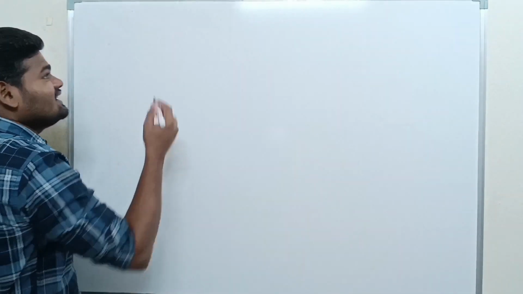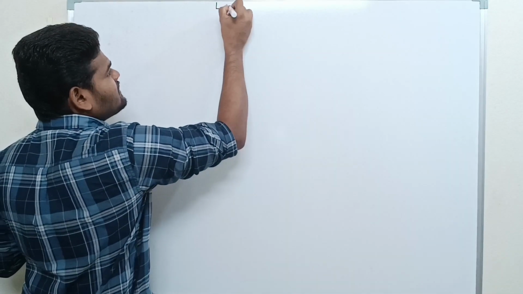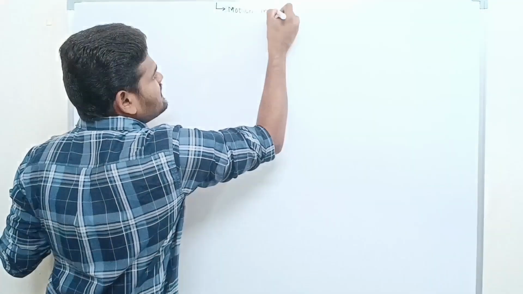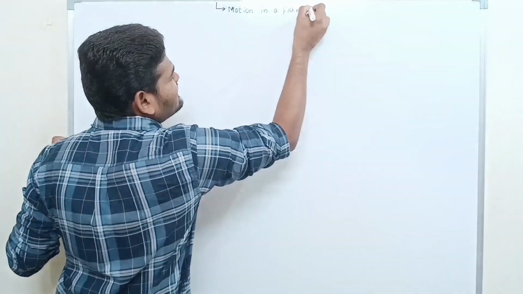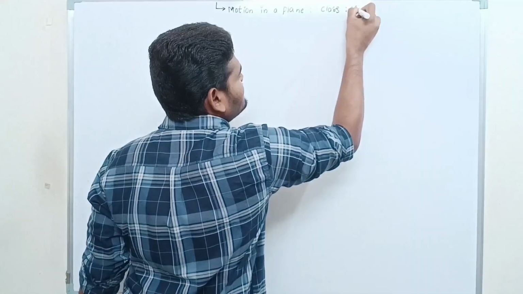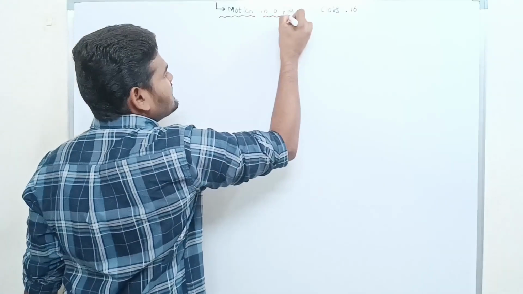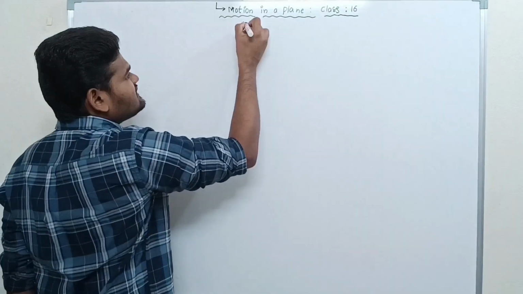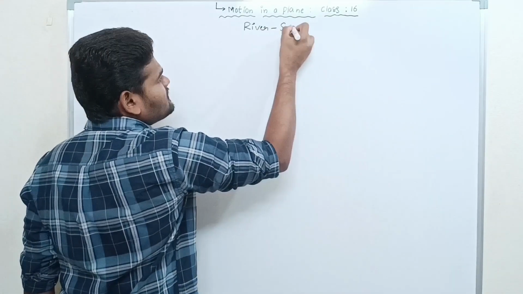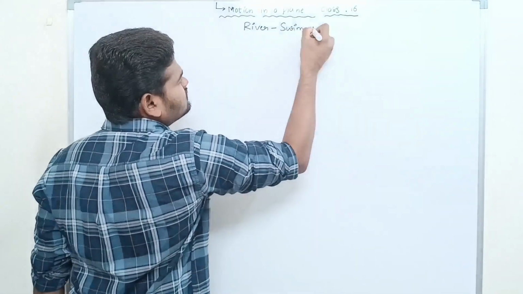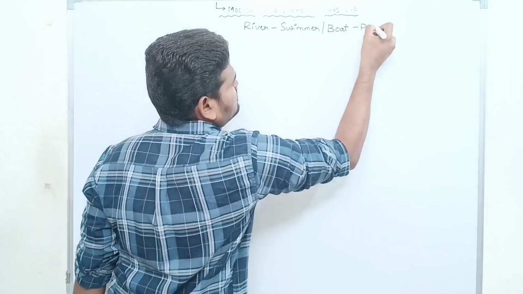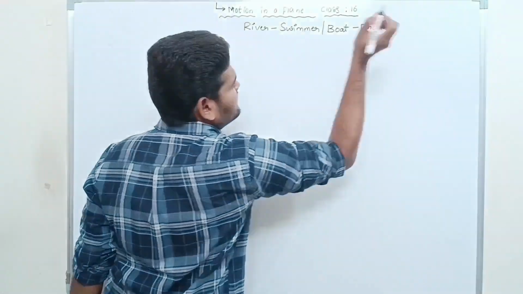So what is the chapter going on? The chapter is motion in a plane. This is class number 16. So what is today's concept? Today's concept is river, man, that means a swimmer or boat problems.